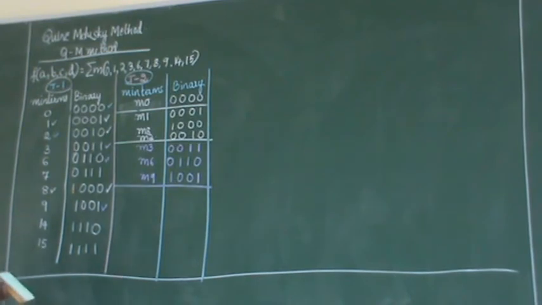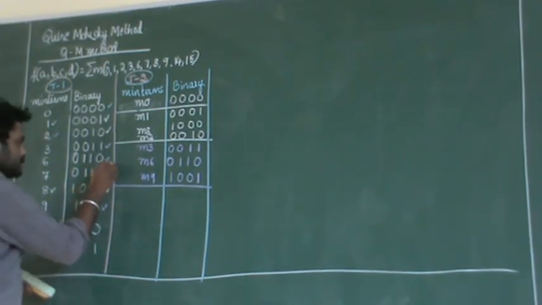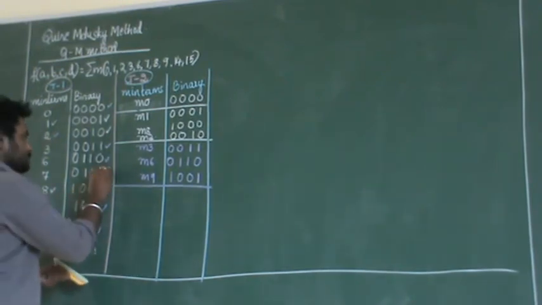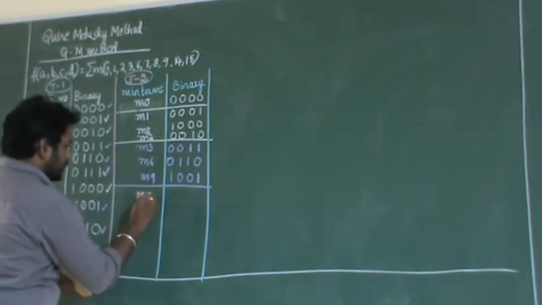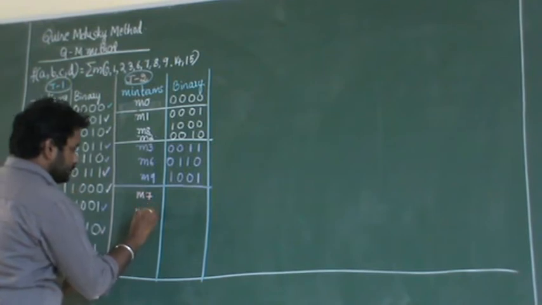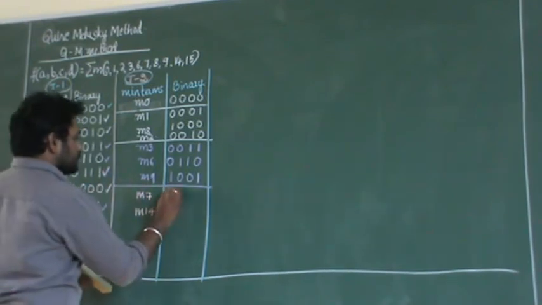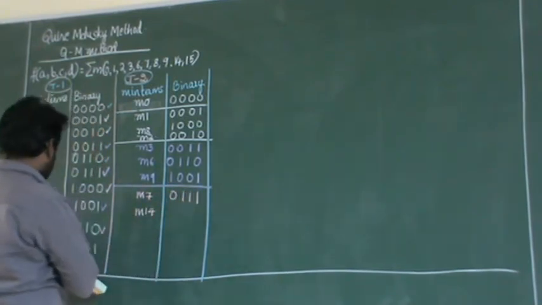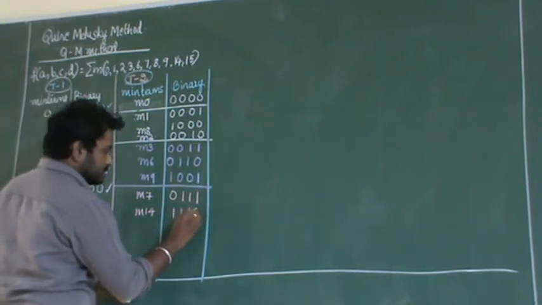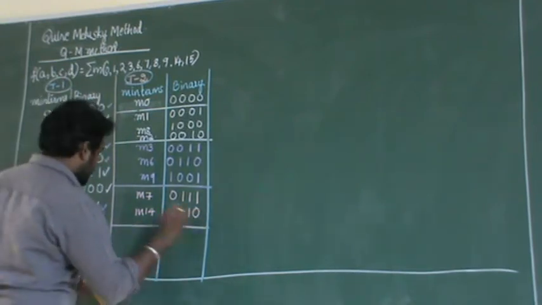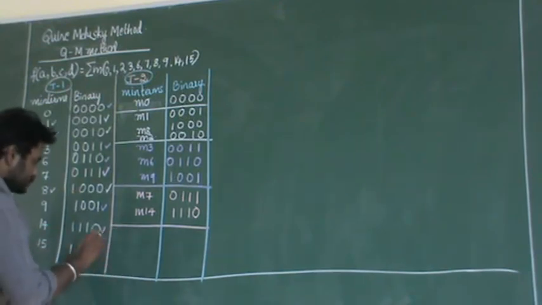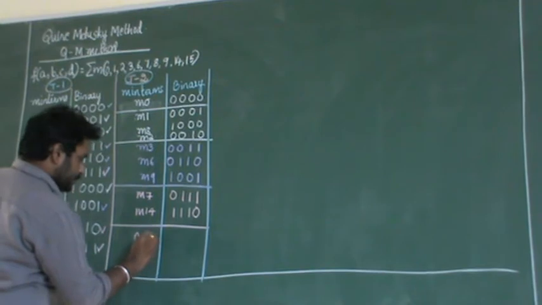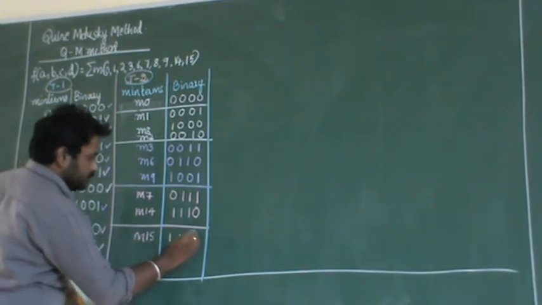Next group will be having 3 number of ones, that is M7 and M14. M7 is represented as 0, 1, 1, 1. 14 is written as 1, 1, 1, 0. Next group will be having 4 number of ones, that is only M15, which is represented as 1, 1, 1, 1.